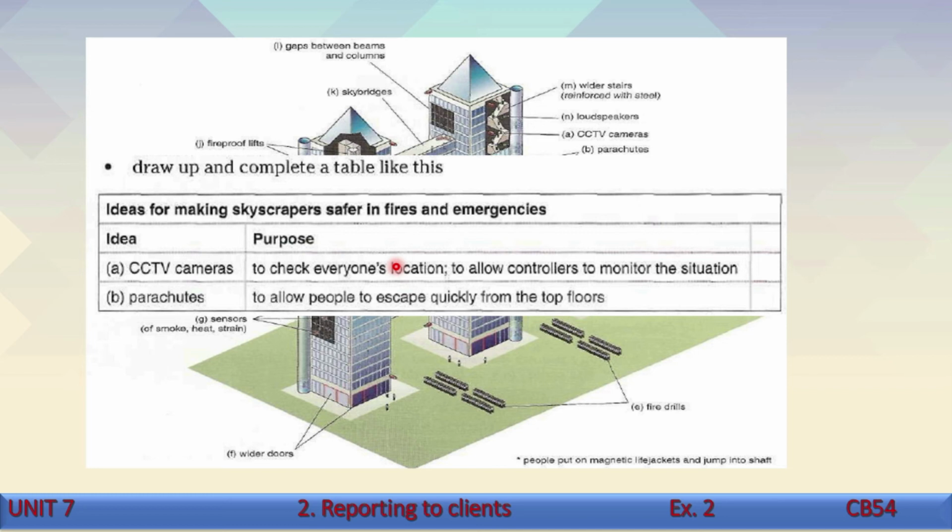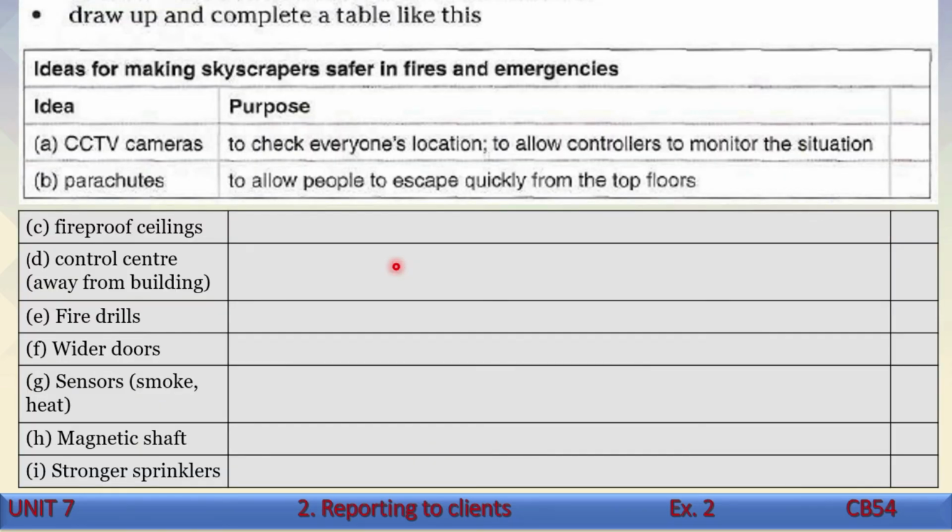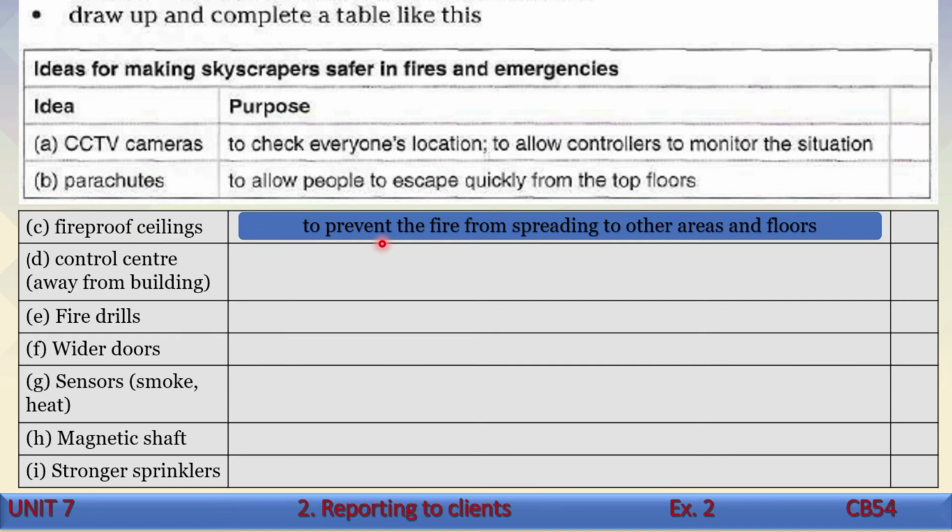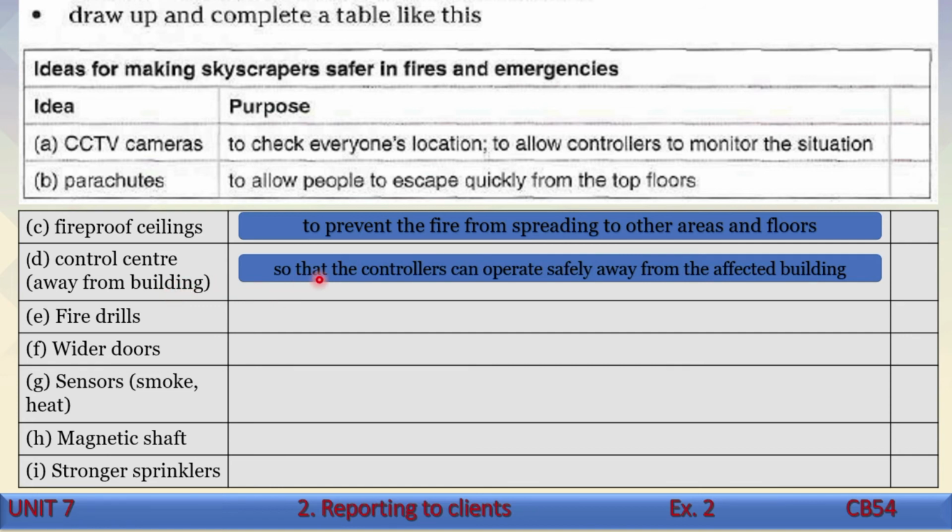Great. Now let's check some of the answers. We have fireproof ceiling. The purpose is to prevent the fire from spreading to other areas and floors. And we have the control center, which is away from the building. And the purpose is so that the controllers can operate safely away from the affected building.